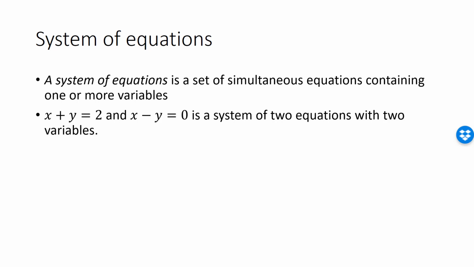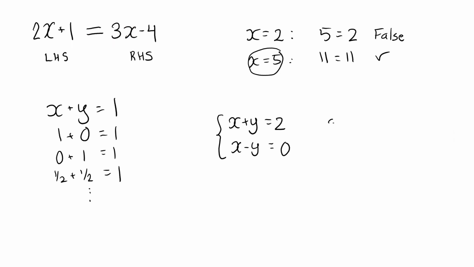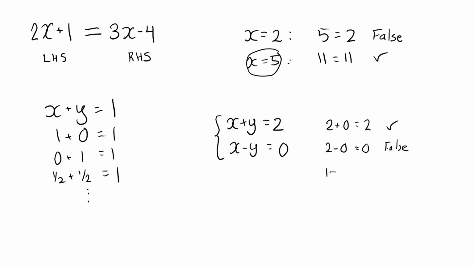For a system of equations, the solution must satisfy all equations. For example, x is equal to 2 and y is equal to 0 will make the first equation true, but the second equation false, and therefore this is not a solution. However, if x is 1 and y is 1, then both equations are true, and this is a solution to the system.